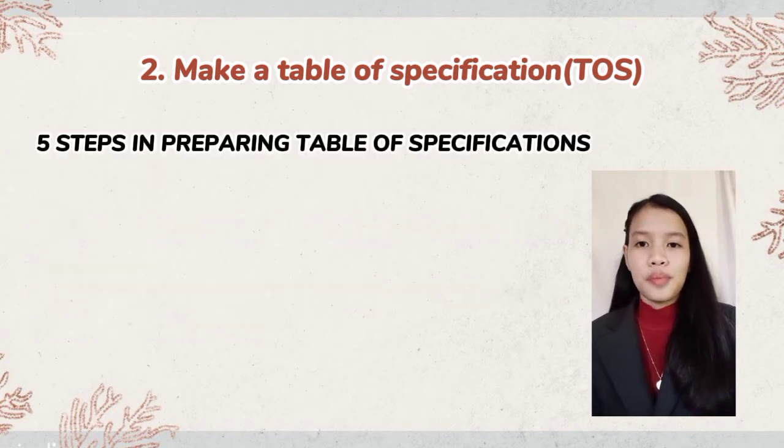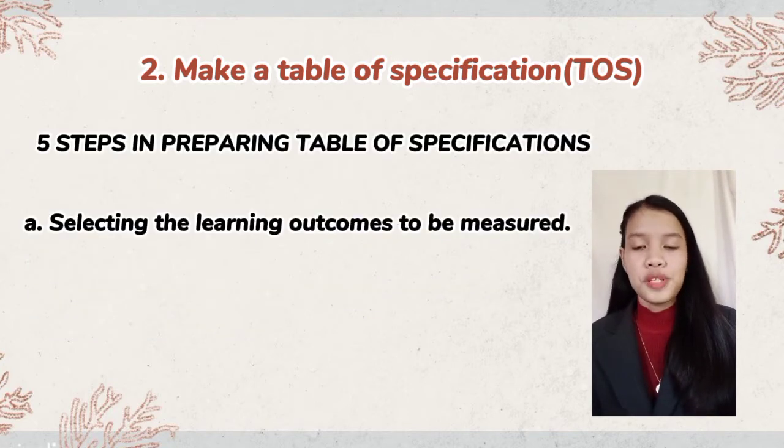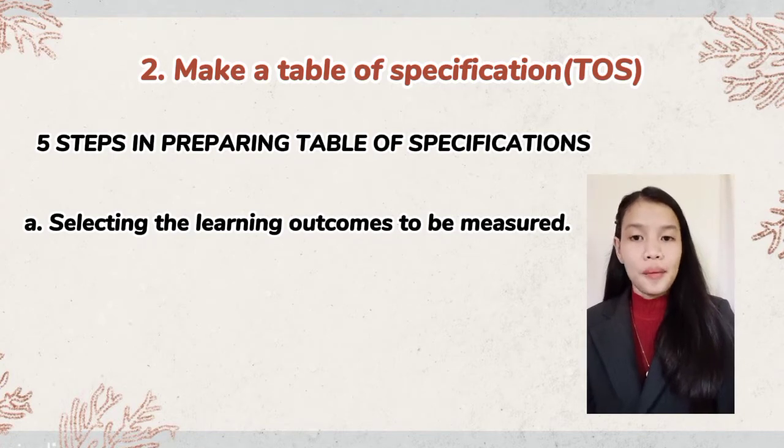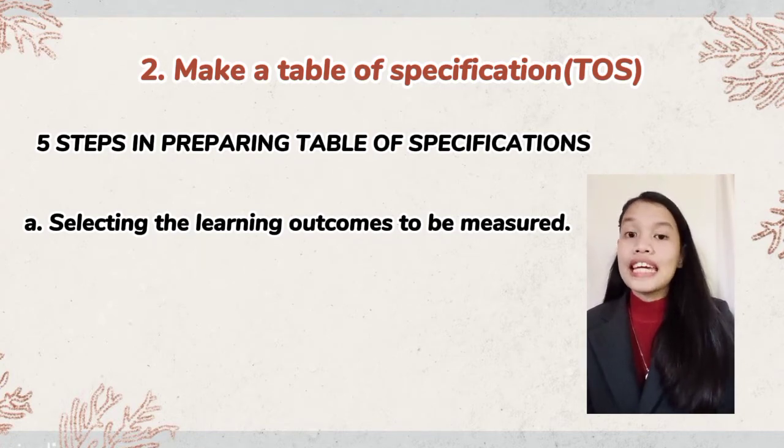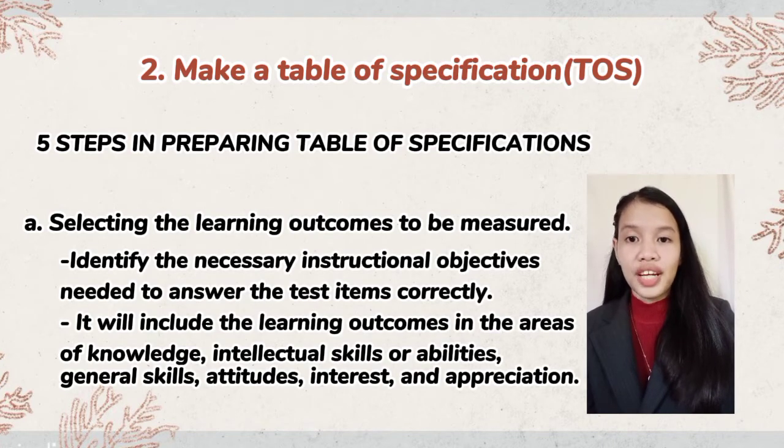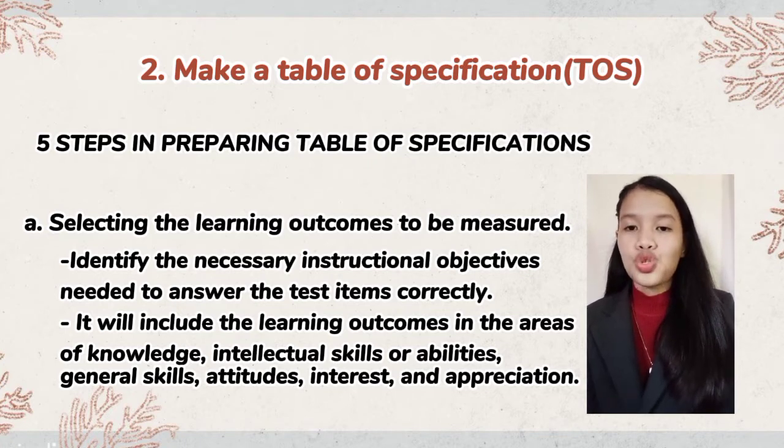There are 5 steps in preparing the table of specifications. First step is selecting the learning outcomes to be measured. In this step, we will identify the necessary instructional objectives needed to answer the test items correctly. The list of the instructional objectives will include the learning outcomes in the areas of knowledge, intellectual skills or abilities, general skills, attitudes, interest, and appreciation.